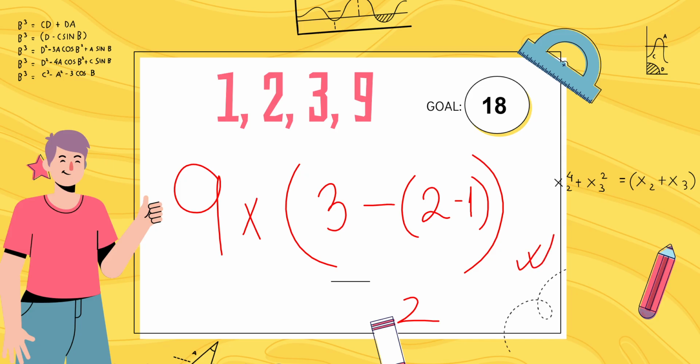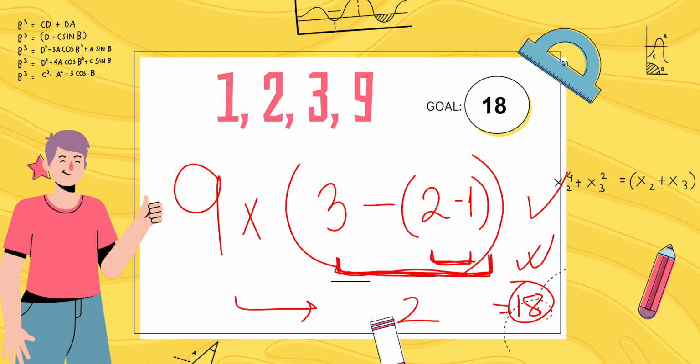So guys, we have to do all of this to get 18. Let's try it. 2 minus 1, 1. 3 minus 1, 2. And then 9 multiplied by 2 is indeed 18.